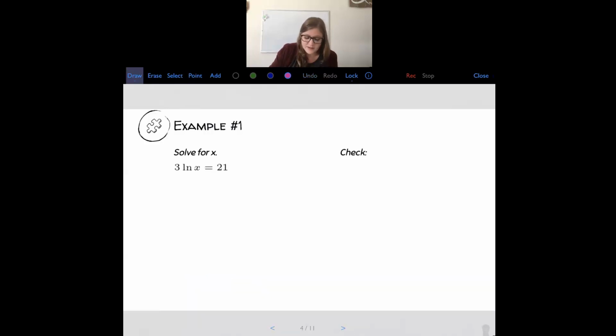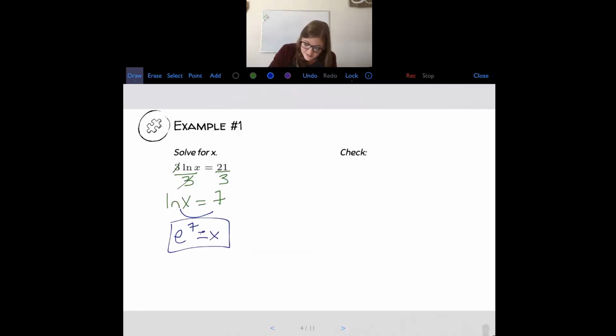So example 1, solve for x. We have 3 times ln of x is equal to 21. We have a single logarithm on each side, but we have 3 being multiplied by ln of x. So what we can do is divide by 3 on both sides. Multiplication by 3 and division by 3 cancels, and we're left with ln of x is equal to 21 over 3, which is 7. Now we can convert it to an exponential equation. Remember, ln is log base e. So this is e to the 7th is equal to x. Okay, so we've solved for x.